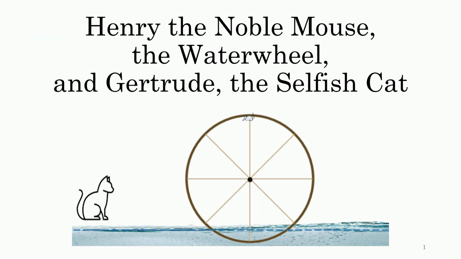Well, hello and welcome. We've got Henry, the noble mouse, the water wheel, and Gertrude, the selfish cat. We're going to see how trig, trigonometry, cosine, can save Henry from the selfish cat. So let's get into it, shall we?